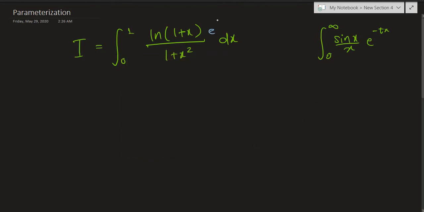So if we just try to do that here, we need to get rid of this argument, right? So 1 plus x squared now. If we then try to differentiate this, we would definitely get rid of this term in the denominator. We would end up with the integral from 0 to 1 of natural log of 1 plus x times e raised to negative t, multiplying everything, times e raised to negative t x squared dx.